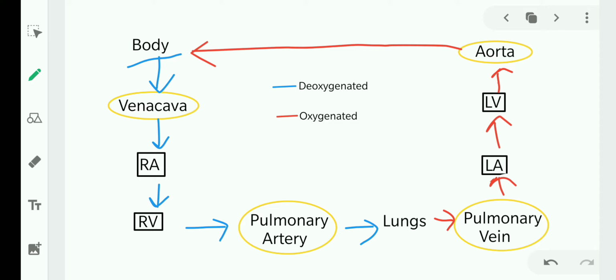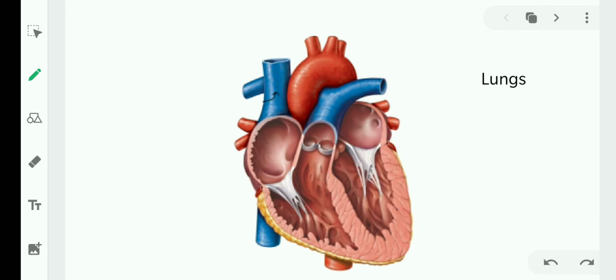So this is very simplified, in the form of a flow chart. Now let's try to understand it on a diagram. So here is a diagram of the heart, and as we can see lungs are mentioned here. These are lungs, let's suppose. So the blood via the vena cava, both upper and lower, enters the right atrium.